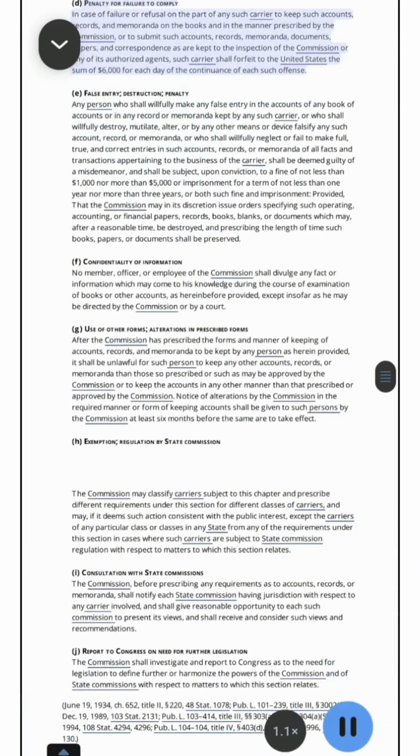(d) Penalty for failure to comply. In case of failure or refusal on the part of any such carrier to keep such accounts, records, and memoranda on the books and in the manner prescribed by the Commission, or to submit such accounts, records, memoranda, documents, papers, and correspondence as are kept to the inspection of the Commission or any of its authorized agents, such carrier shall forfeit to the United States the sum of $6,000 for each day of the continuance of each such offense.